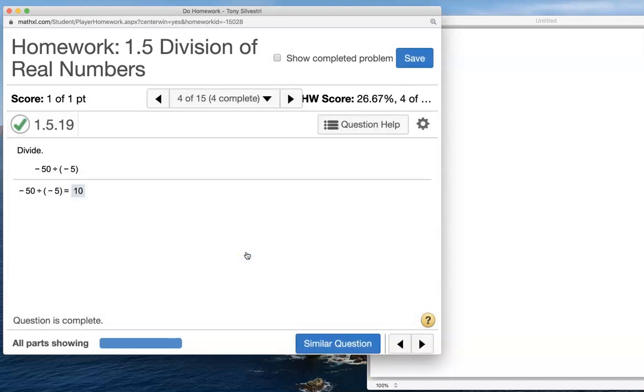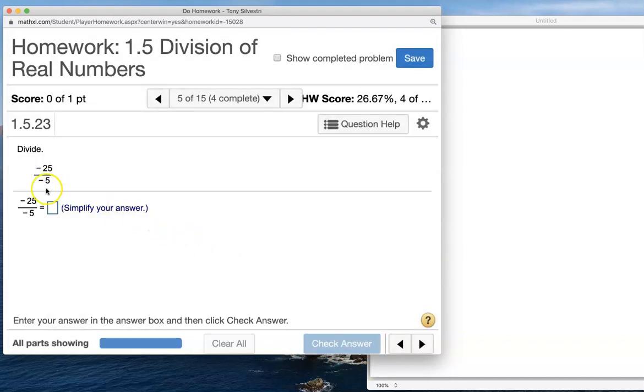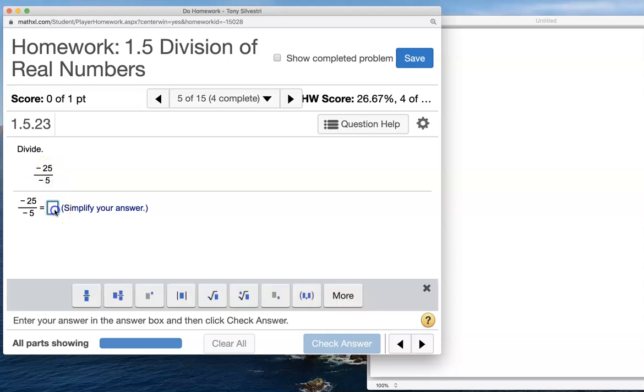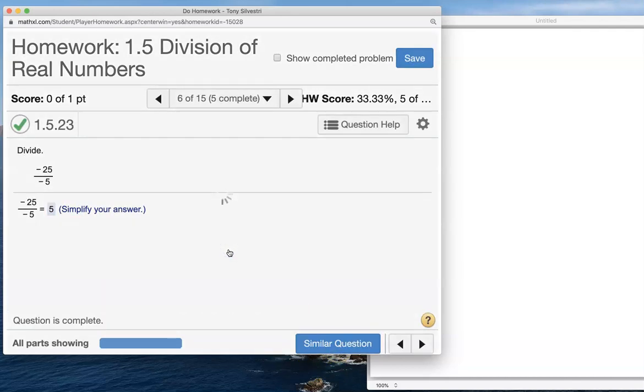Now let's see. A fraction is a division. Understand that. A fraction is a division. You're dividing minus 5 into negative 25. So we're dividing two negative numbers. The answer is going to be positive. 25 divided by 5 is 5. Check your answer. A third of the way done.